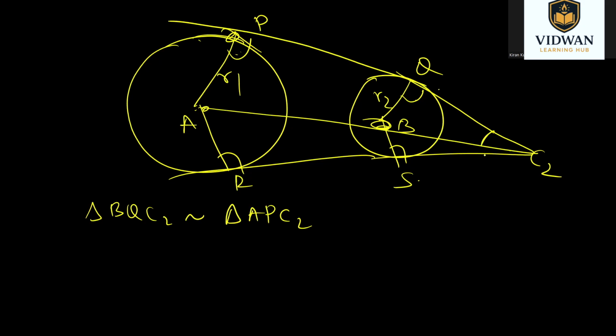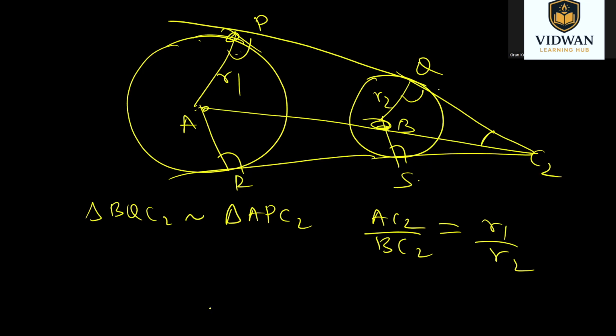So I can write the corresponding sides ratio: AC2 by BC2, for bigger by smaller, equal to PC2 by QC2. That is also equal to R1 by R2. So from similarity of triangles, clearly we can say that C2 will divide AB in the ratio R1 is to R2. Since it is outside, we said it will divide externally. Same way you can do it for even the transverse common tangents.